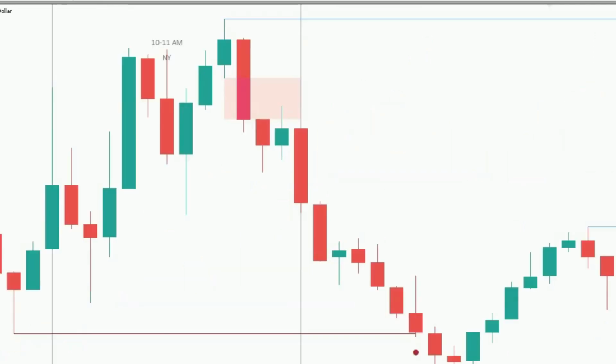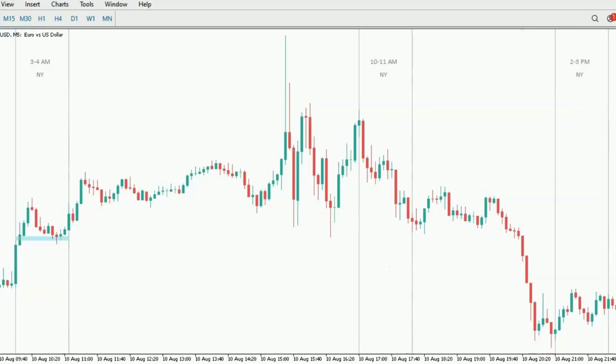And here we have another section, this time with a red bearish fair value gap. You can see when it was formed and the market went down, came back and touched the gap and then pushed further down.